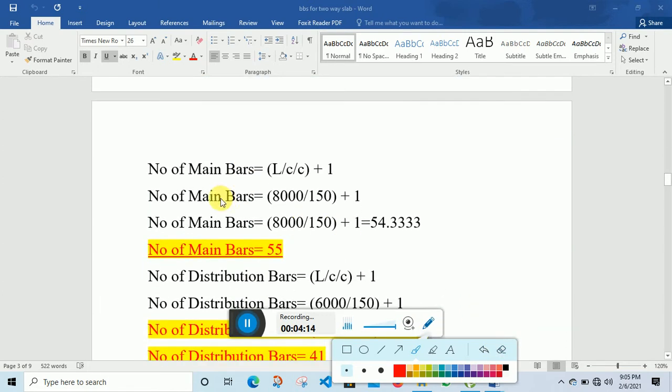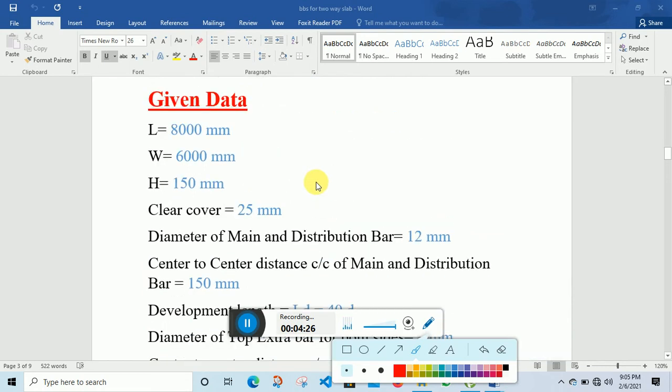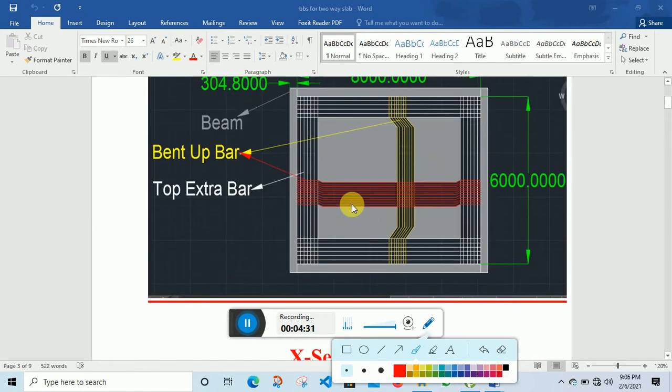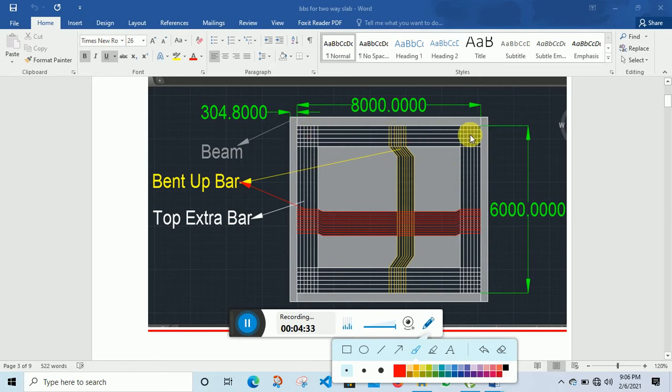Now look here, the first step is to find the number of main bars. For main bars we know that the number of bars is equal to clear length divided by center to center, plus 1. This is the clear length. So for the main bar, if we have to find the number of main bars, this is the shorter side and this is the longer side.